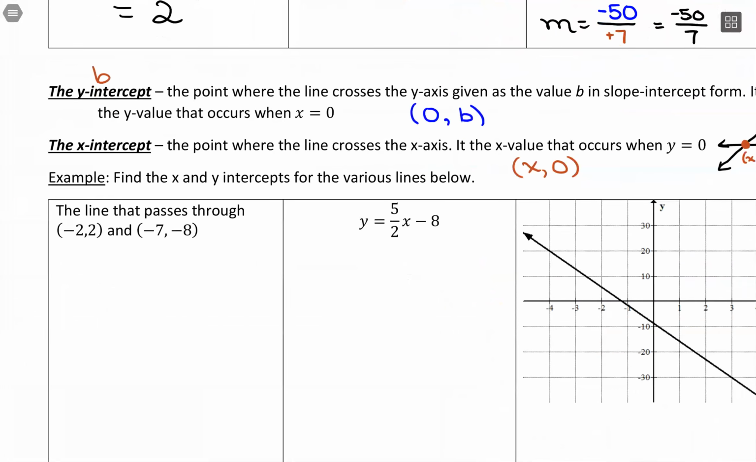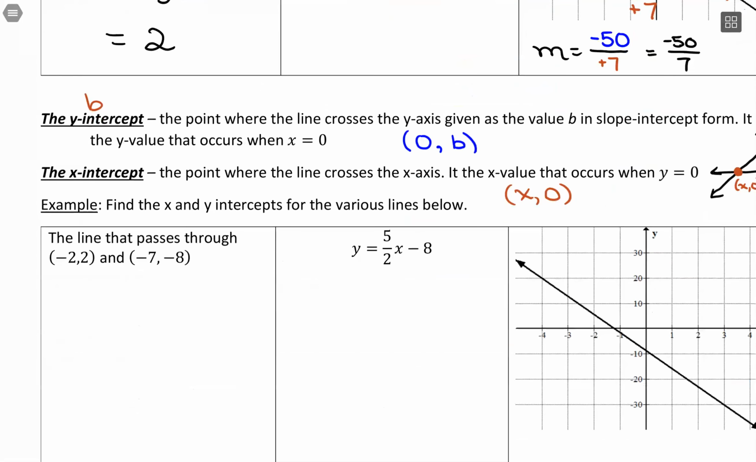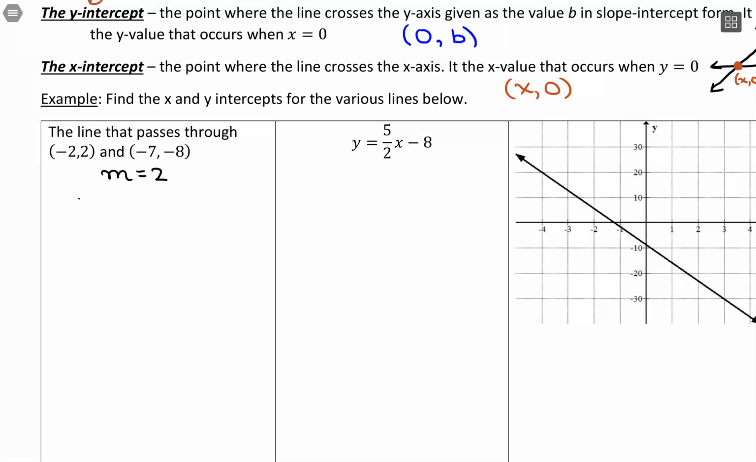So let's look at the different ways that we can find these x and y intercepts. With a line that passes through 2 points, what we need for our intercepts is the actual equation of the line. So we could plug zeros in and see our y-intercept. We already did some work with this because we found up above that our slope is 2. So what I can do is start the equation of my line.